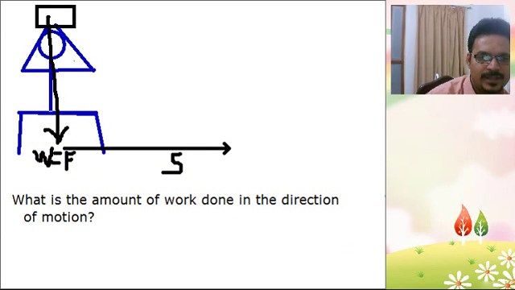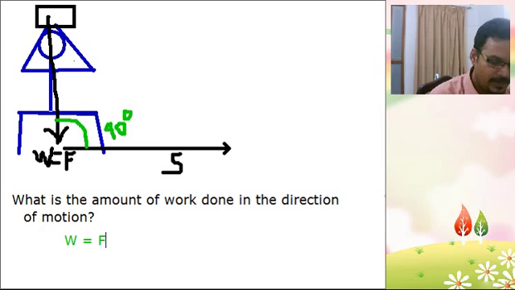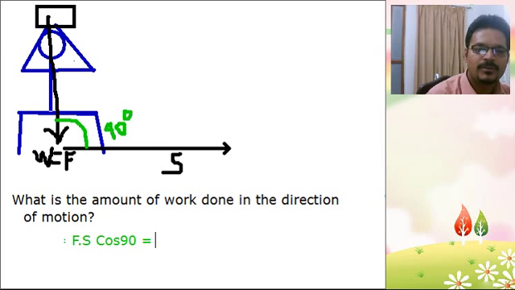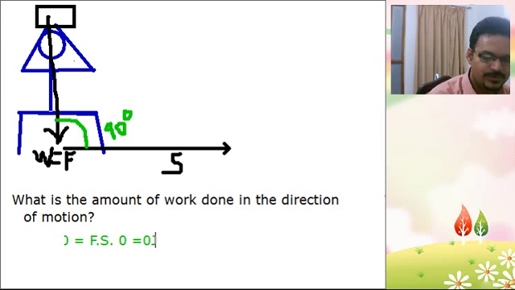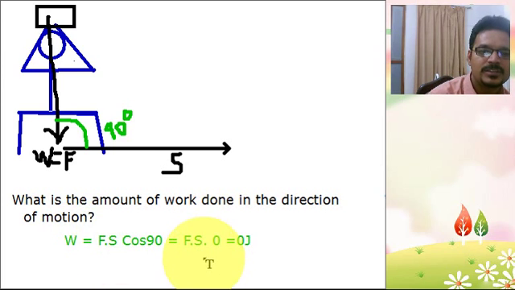The angle between them is 90 degrees, because both are perpendicular. When it is 90 degrees, we know the formula for the amount of work done: W equals F into S cos theta, and theta is 90 degrees here, and cos 90 according to trigonometry is 0. Therefore F into S into 0 equals 0 joules. So hence the amount of work done is 0.